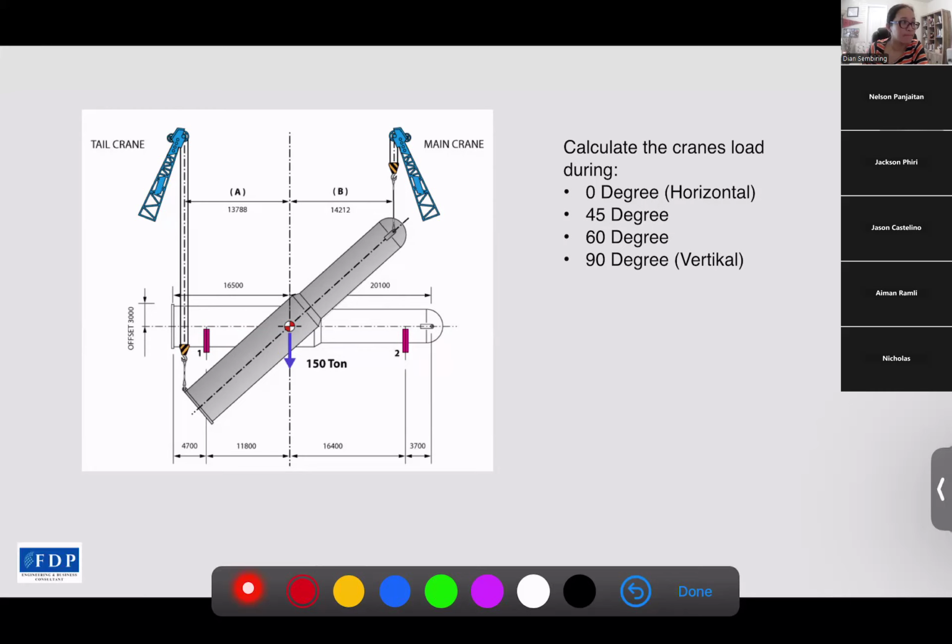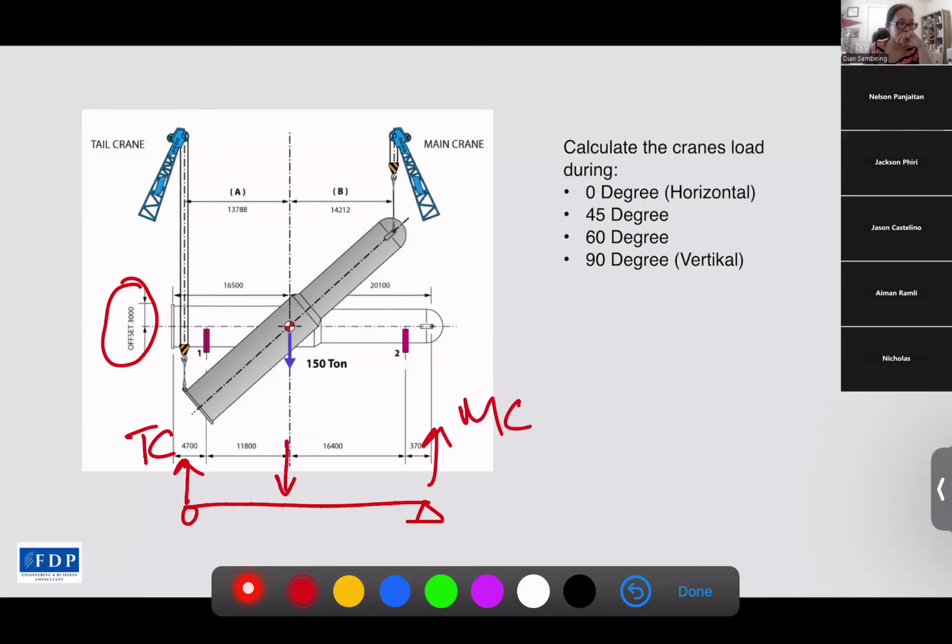But to find the crane loads, we need to consider the offset here, 3 meters, because it will impact the calculation. We will simplify like this. This is the tail crane, and this is the main crane, and the load will be sitting here. Let's say it's A and B.